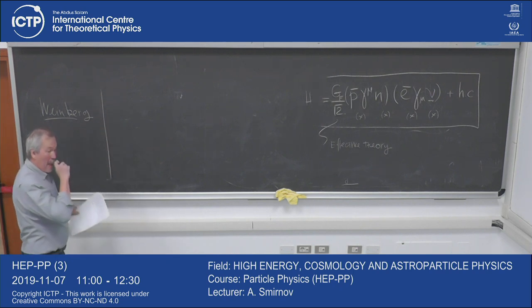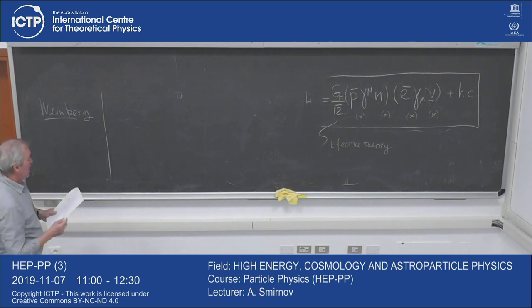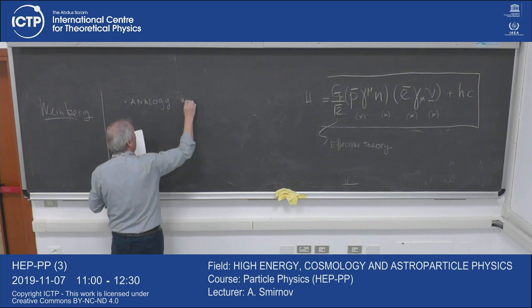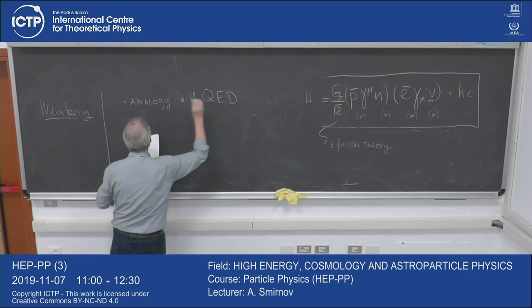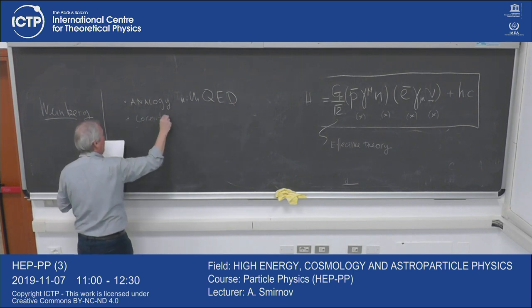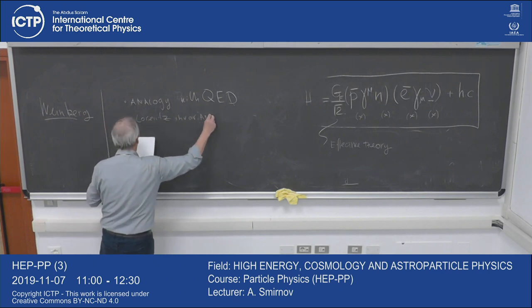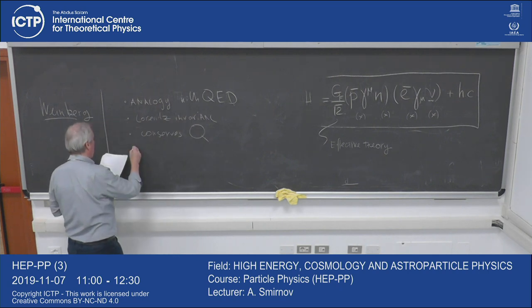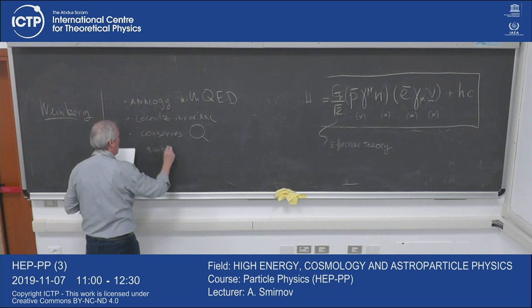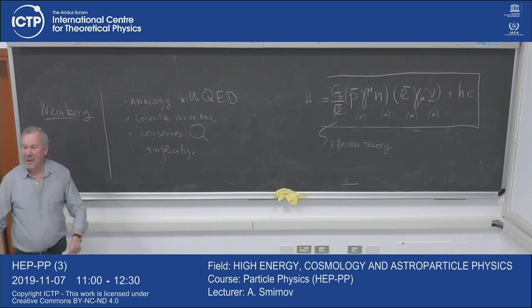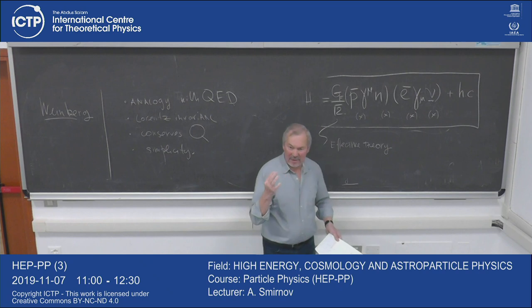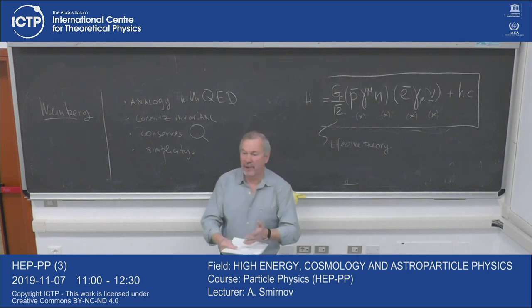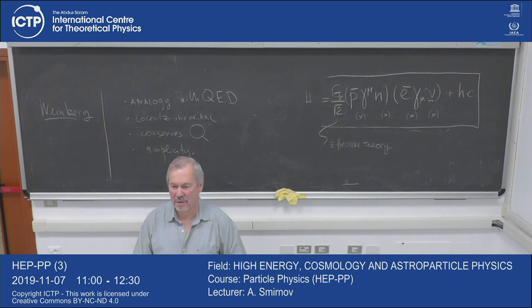Now, what are the lessons from this construction of the theory of weak interaction? The first one, let me just summarize: its analogy with electrodynamics. The theory is Lorentz invariant. It conserves electric charge. It's simple, so simplicity is an important criterion. Because in beta decay, four particles are involved, right? So, like here, four particles. And the simplest thing you can write is just the product of corresponding operators. This is the minimum which you should introduce to describe the process, okay?